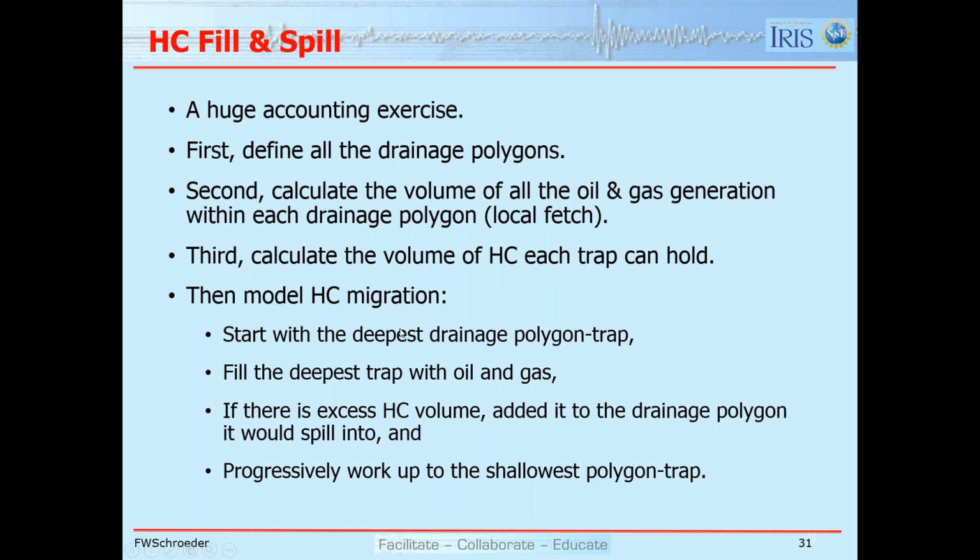And then we start to model hydrocarbon migration. We start at the deepest drainage polygon and consider if the deepest trap is filled to spill or not. If it's filled to spill, then the excess hydrocarbon is added to the local fetch for the next shallower trap. And if then that gets filled, it spills or it leaks into the one that's further up in the migration pathway. So we progressively work from deepest to the shallowest combinations of polygons and traps.